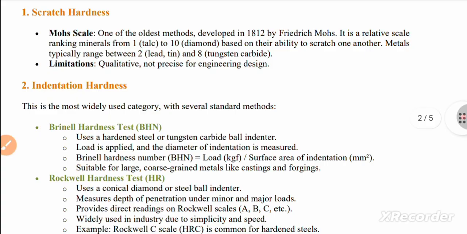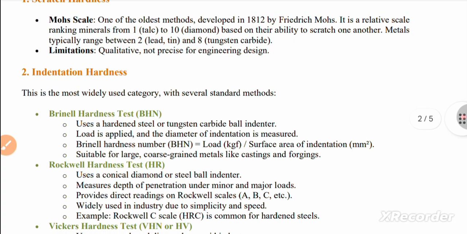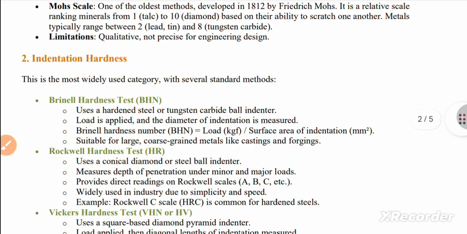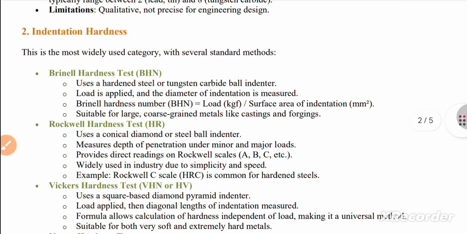Indentation hardness. This is the most widely used category with several standard methods. First is the Brinell hardness test, that is BHN. It uses a hardened steel or tungsten carbide ball indenter. Load is applied and the diameter of the indentation is measured. Brinell hardness number is equal to the load divided by the surface area of the indentation in mm², and it is suitable for large coarse-grained metals like castings and forgings.